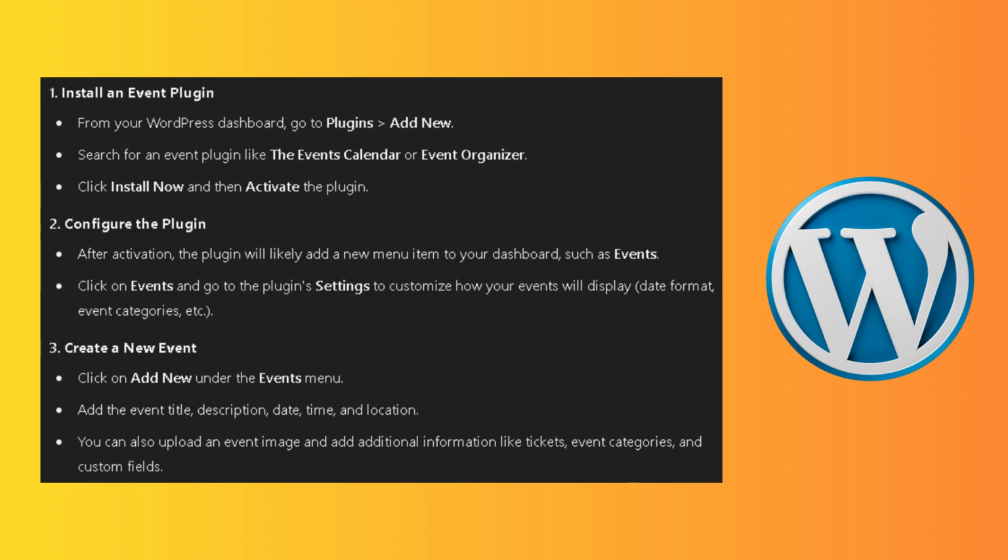Then, create a new event. Click on Add New Event under the Events menu. Add an event title, description, time, location, and date. You can also upload an event image and add additional information like tickets, event category, or custom fields.